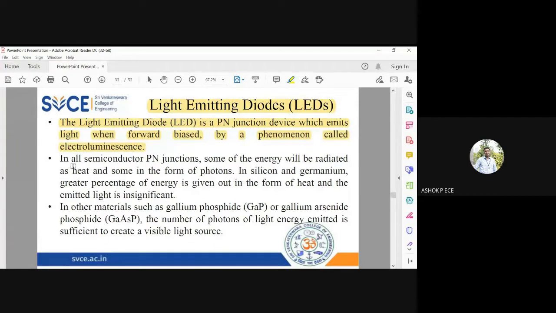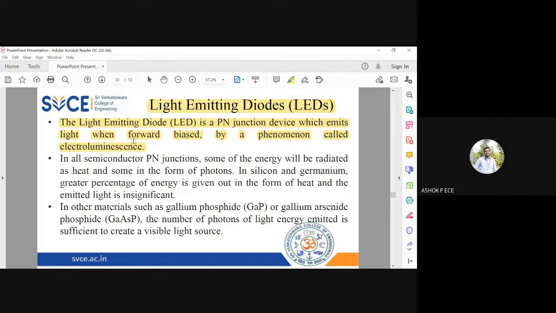Electroluminescence means I give electrical input, I get luminescence. Luminescence means effect of light. So electrical energy is converted into light energy in a PN junction device. In a normal PN junction device, you have current flow, but LED is a special type of PN junction device which, when forward biased, is going to emit light, and that emission process is called electroluminescence.